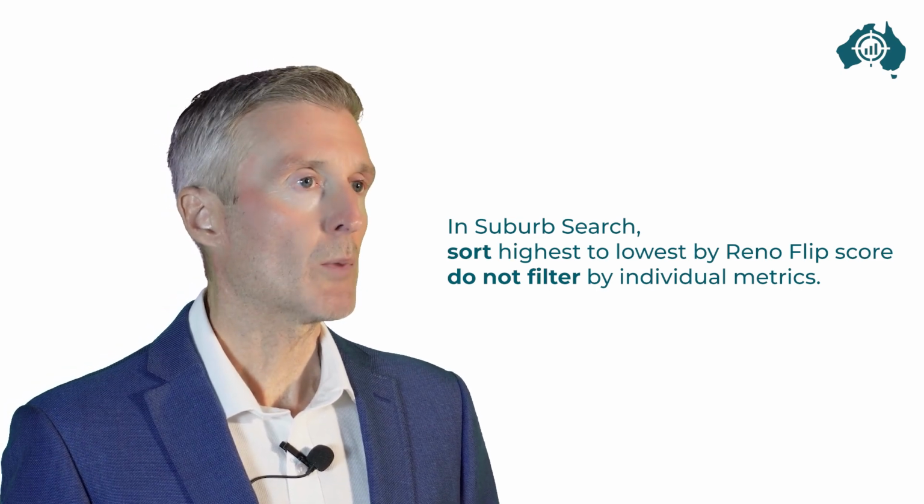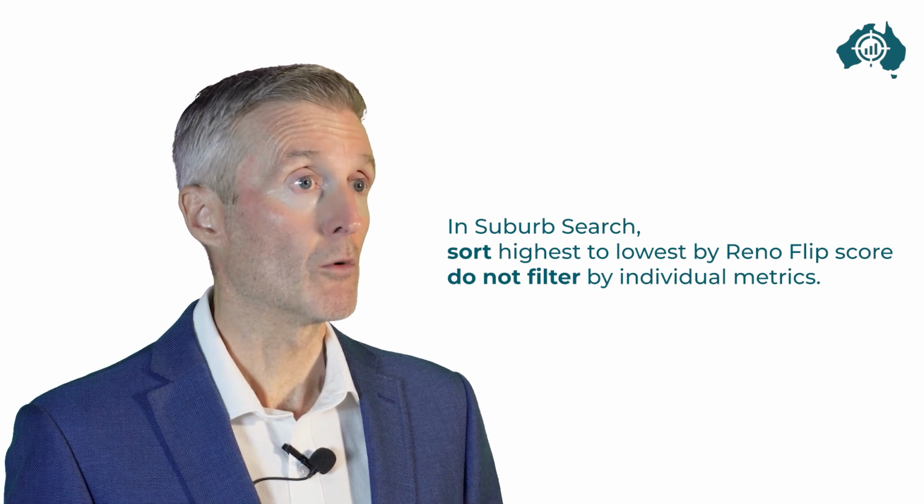Note that this is a better approach than filtering by individual metrics. The score combines those metrics, but if you filter by those metrics, you'll probably eliminate a good suburb from consideration simply because one of those metrics failed your filter settings. It is better to sort by an overall score than to filter by multiple metrics related to that score.